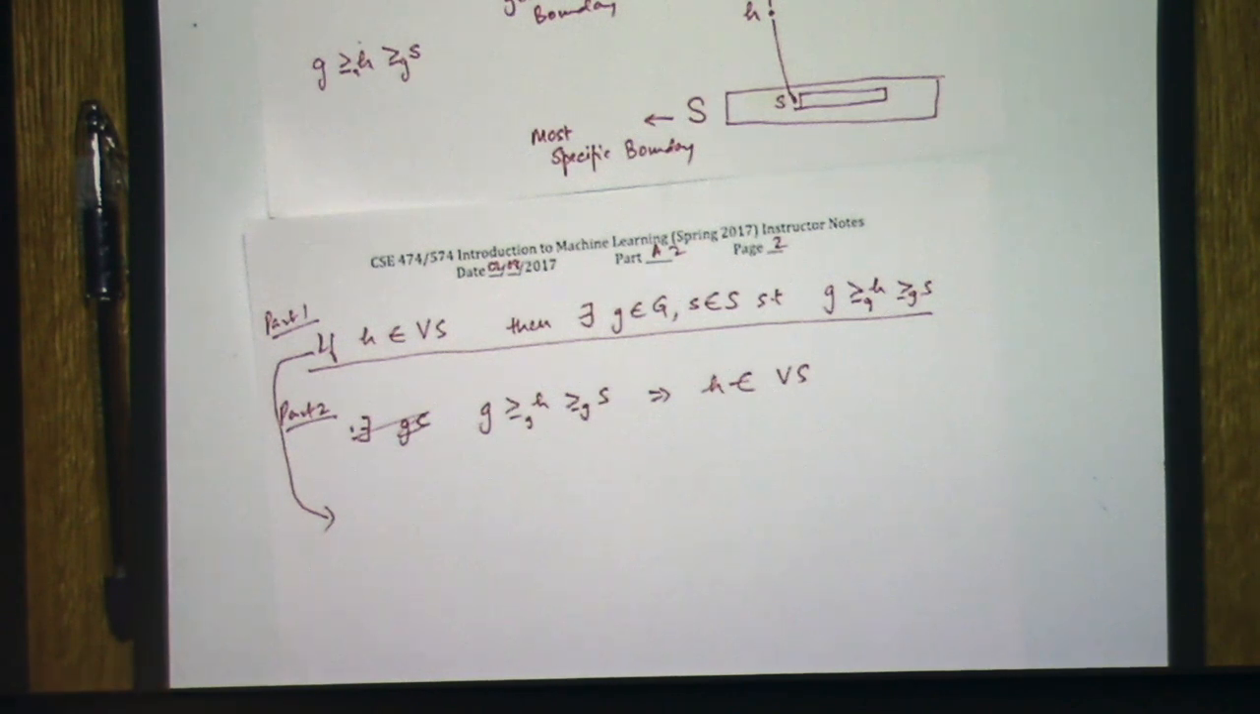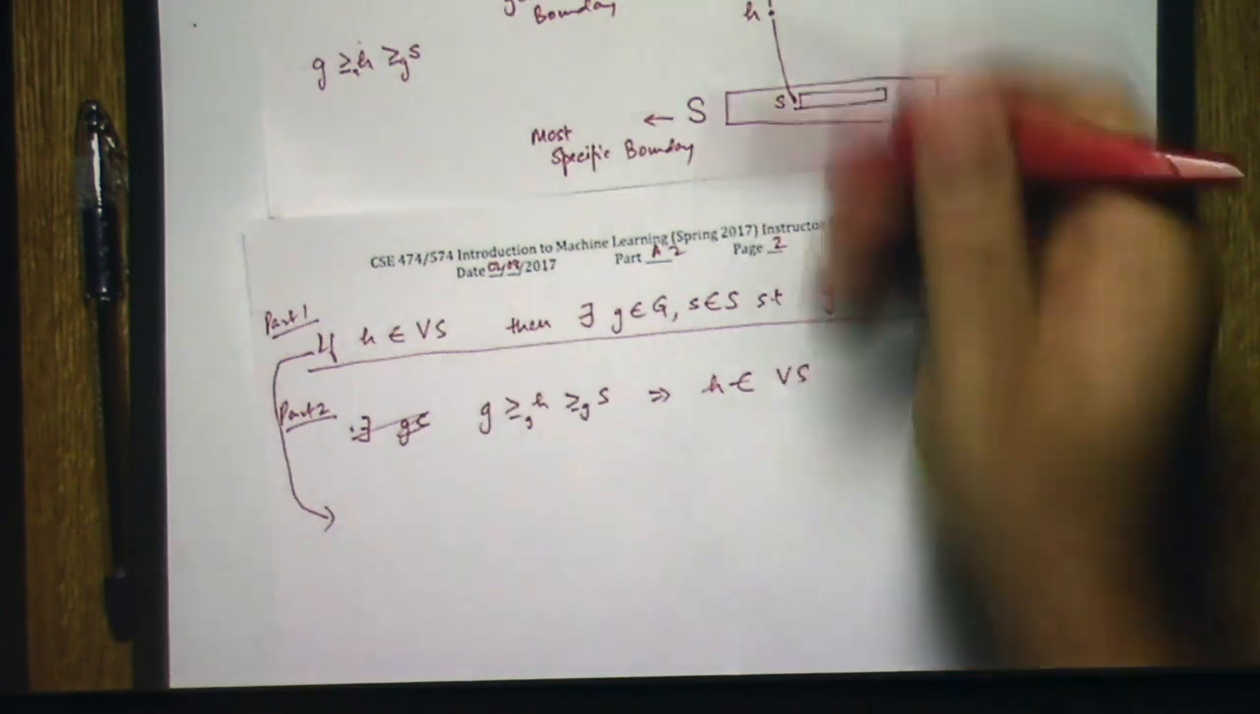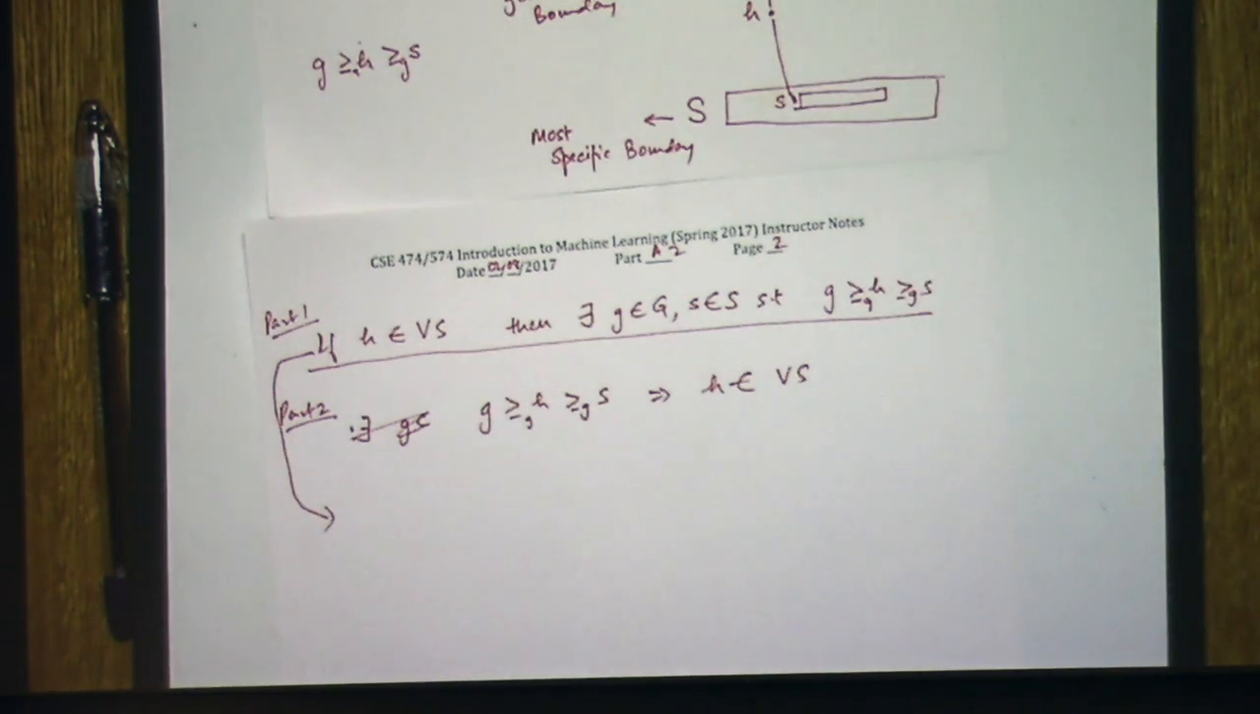Because H is consistent with your training data. That means all the malignant tumors are classified as malignant by this particular example, right? Which means that if I make my H a little more general, it will still be consistent with my training data, right? And that more general one would be in my G. So that's the basic idea.